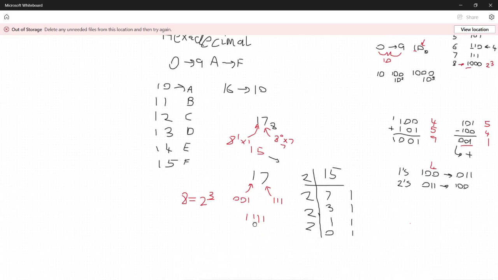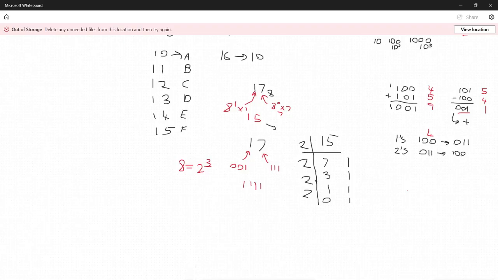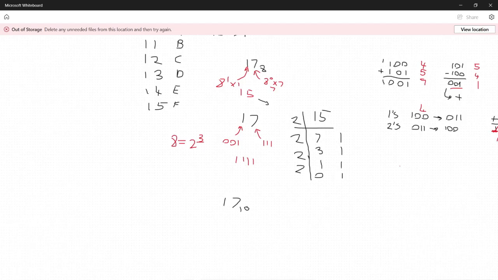And now, if we do the same for hexadecimal, and I say 17 in hexadecimal now, that would be 16 to the 0 times 7, which is equal to 7, and this would be 16 to the 1 times 1, which is 16, which means this would be 23.